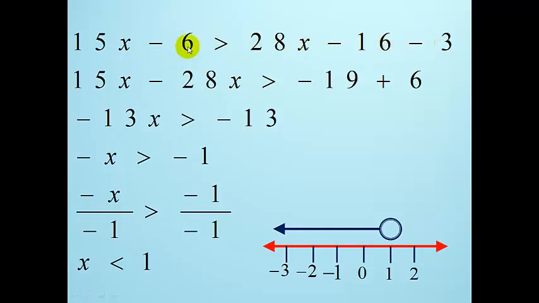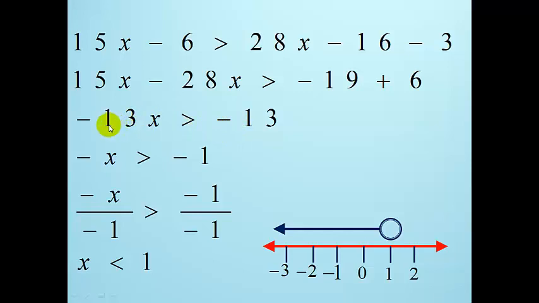Now, minus 6 on the left hand side becomes plus 6 on the right hand side. That is because we are solving for x. We group the terms with the x on the left hand side, and we group the constants on the right hand side. So from here, minus 16 minus 3 is equal to minus 19, and minus 6 becomes plus 6. Now 15x minus 28x will give us minus 13x, and this is greater than minus 19 plus 6, which is equal to minus 13. So we have minus 13x is greater than minus 13.